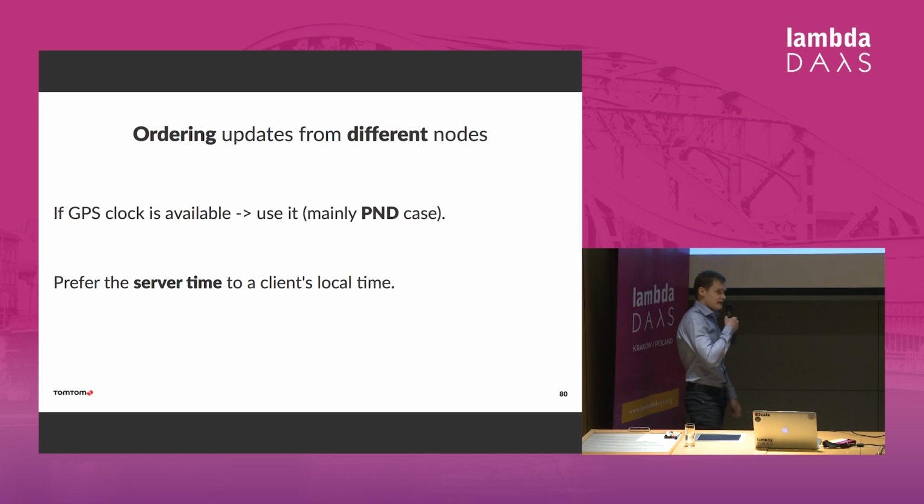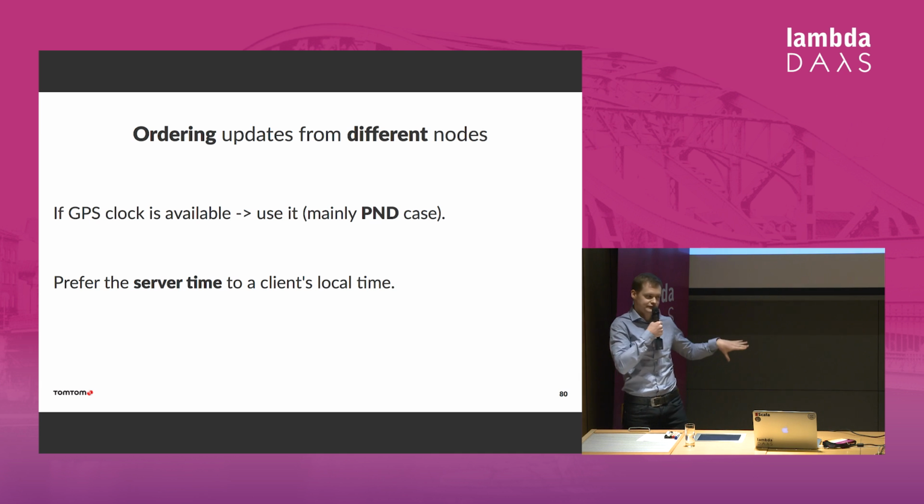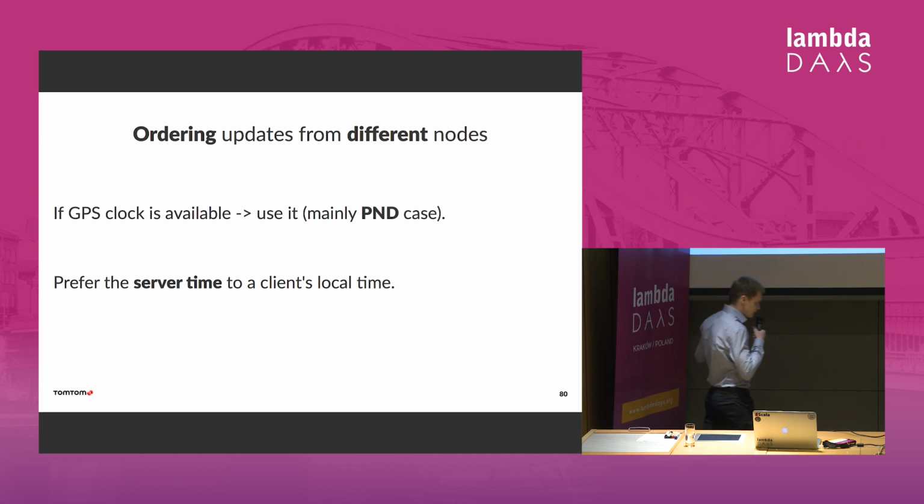So things become even worse when we talk about ordering updates from different nodes. That is really a tricky topic. Of course, we were kind of lucky. Some of our devices are PNDs, so they have this GPS clock. And if the GPS clock is available, then you have pretty precise timing. The problem is that it's not always available.